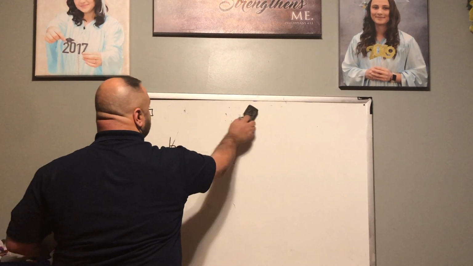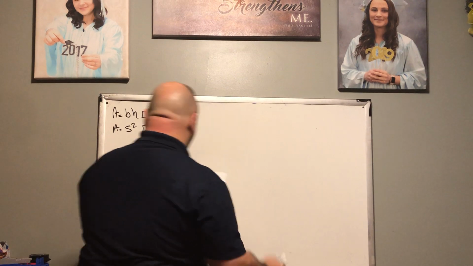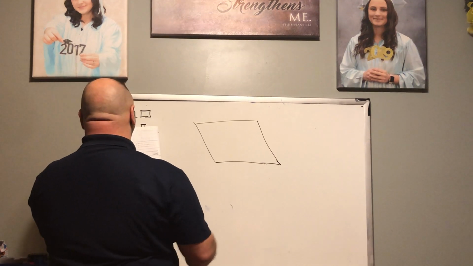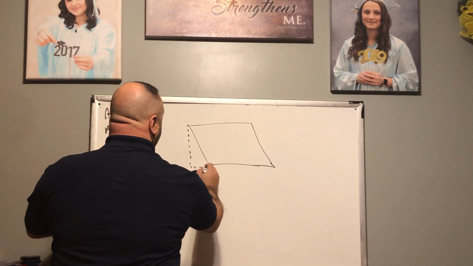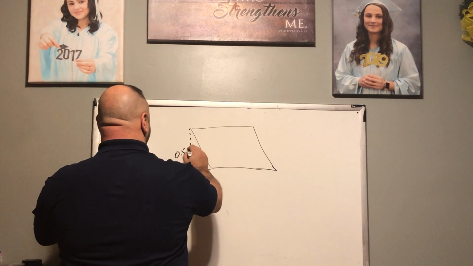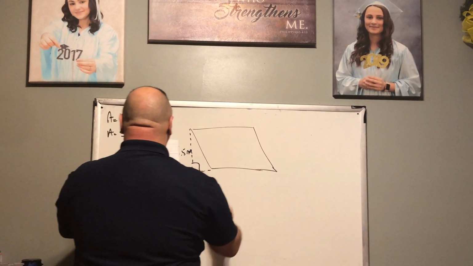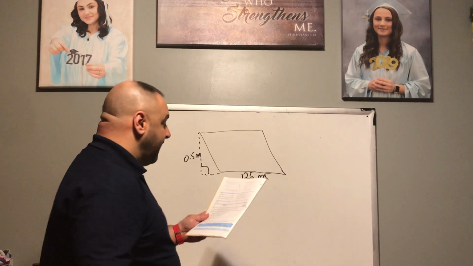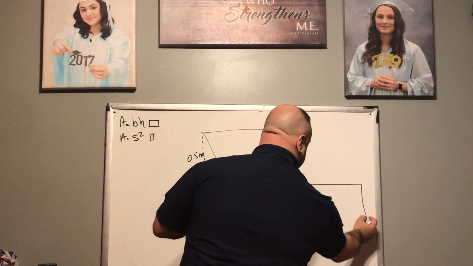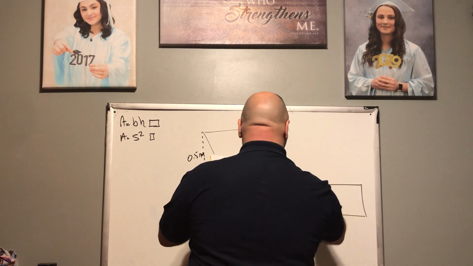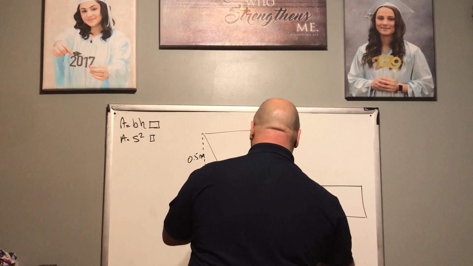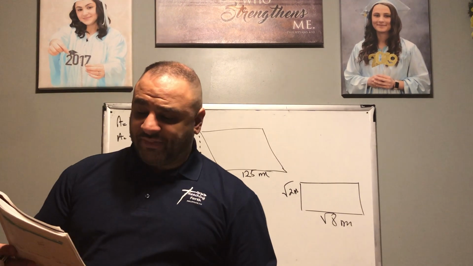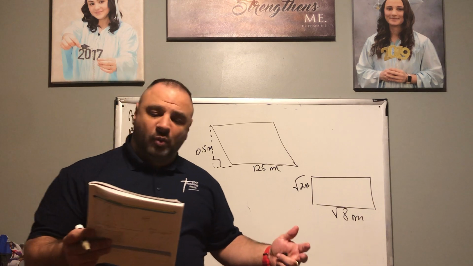Okay, I'm going to erase this. All right, we have a parallelogram here. Notice the altitude is 0.5 meters, and the base is 1.25 meters. And then for number 6, the altitude is 2 square root of 2, and the base is the square root of 8. So let's quickly work these two out together, and then we'll go through this page. Number 5, we're going to work on this together.